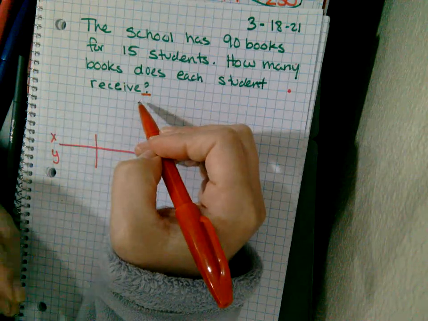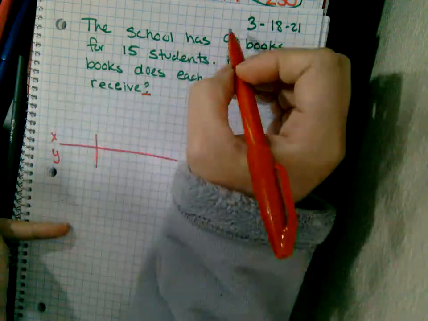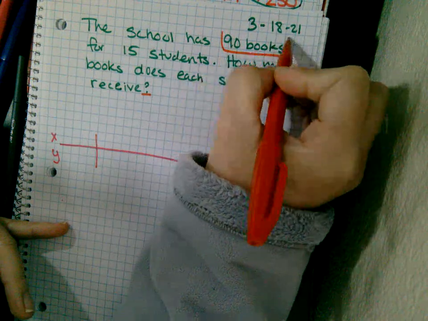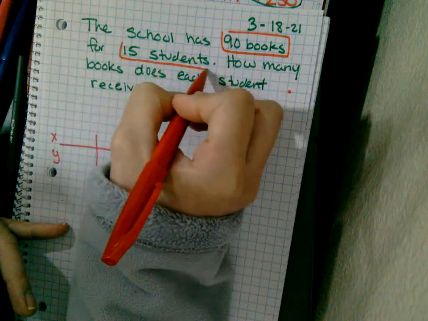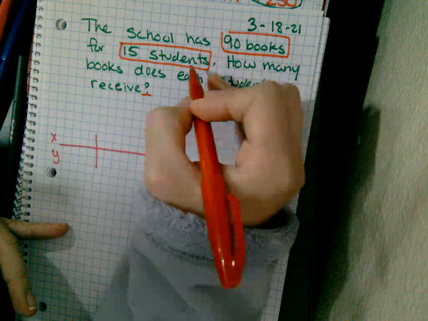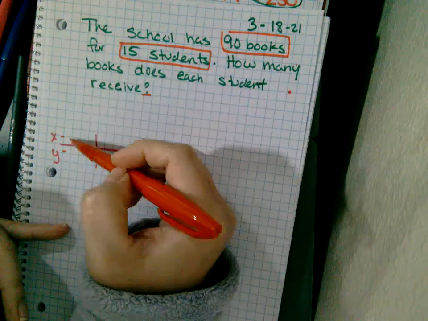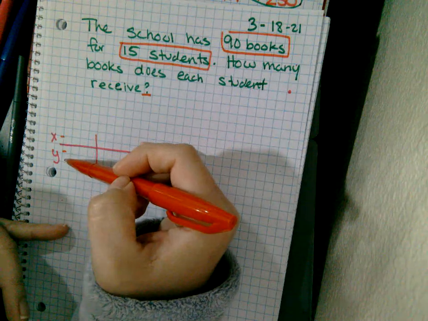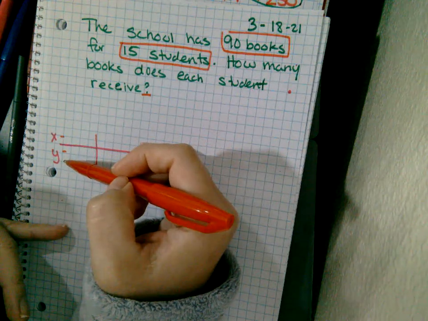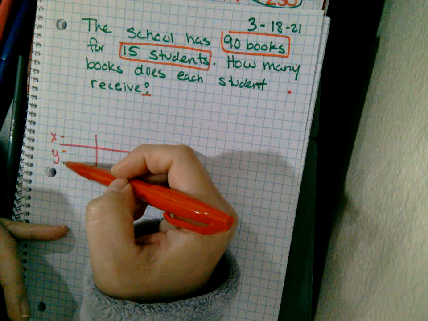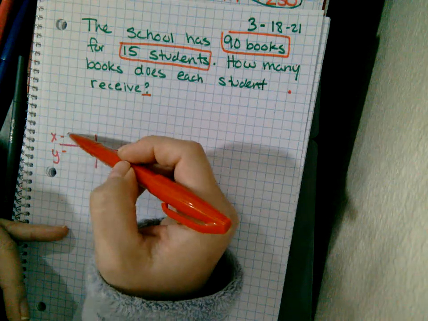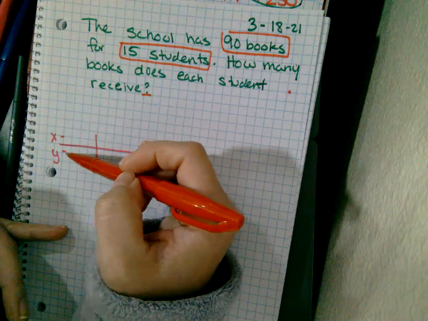So here's what I'm going to ask you to do. You know that we're talking about 90 books and 15 students, right? So the two things we're talking about are books and students. But what kids are having trouble with is what's your X, what's your Y? And if you don't label that correctly, everything else is wrong. So it's very important that you understand what we label X, what we label Y. Here's my shortcut.